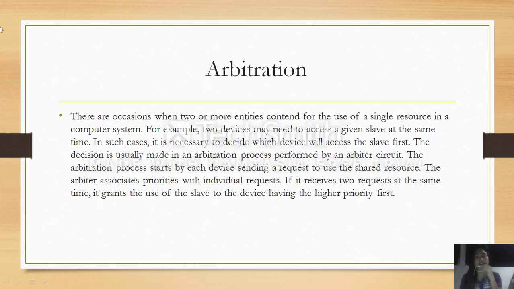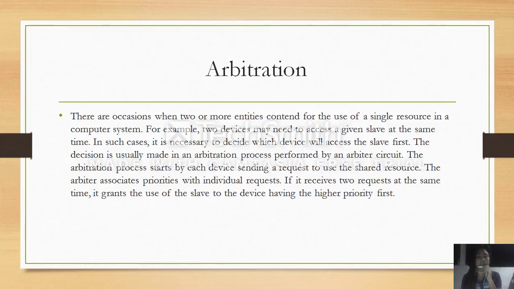Arbitration. There are occasions when two or more entities contend for the use of a single resource in a computer system. For example, two devices may need to access a given slave at the same time. In such cases, it is necessary to decide which device will access the slave first. The decision is usually made in an arbitration process performed by an arbiter circuit. The arbitration process starts by each device sending a request to use the shared resource.